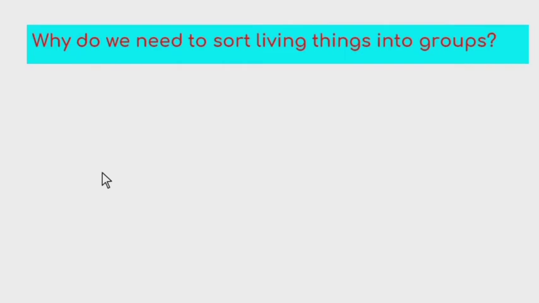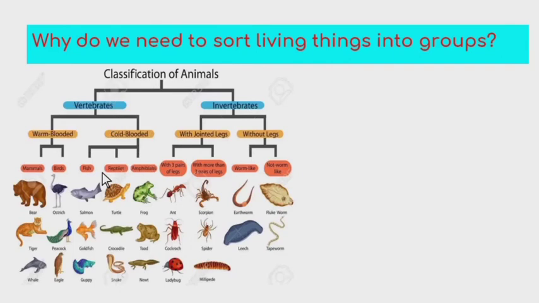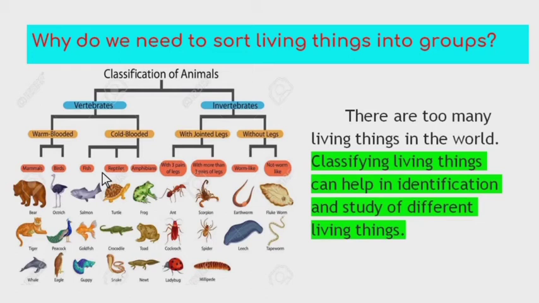Why do we need to sort living things into groups? There are too many living things in the world. Classifying living things can help in identification and study of different living things. This will help the scientists to learn more about the living things.